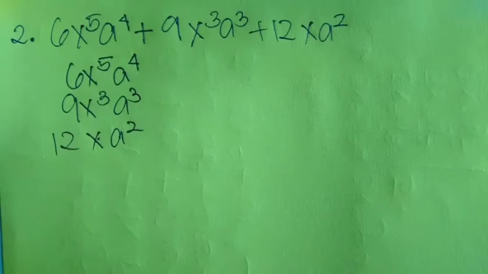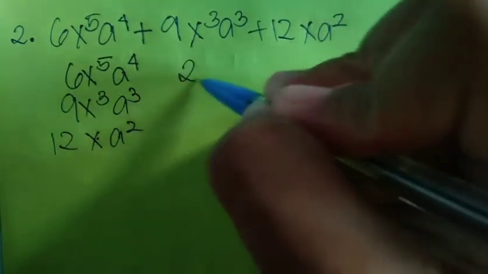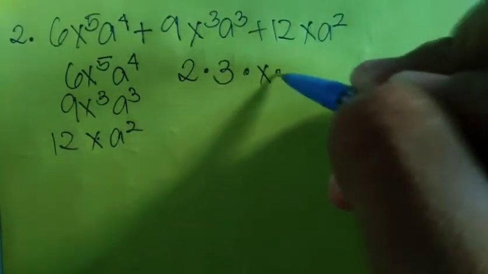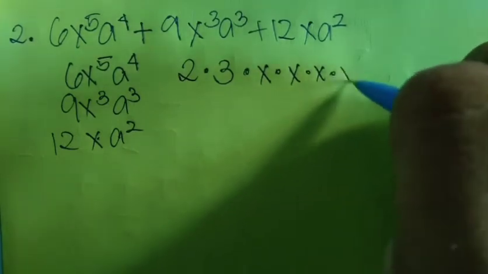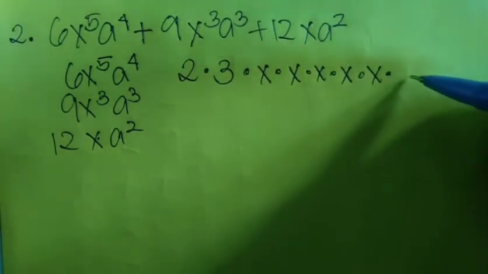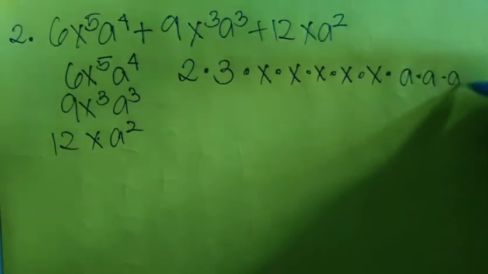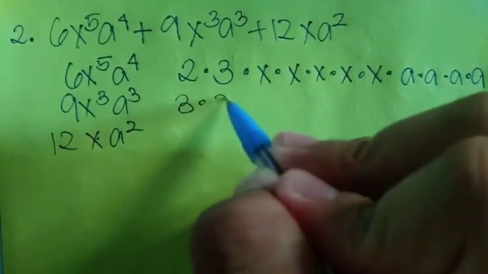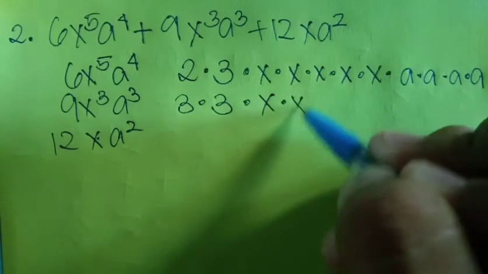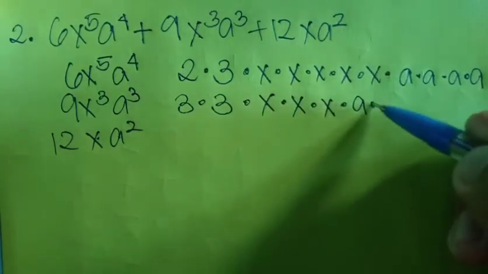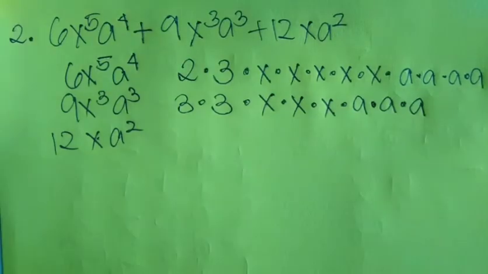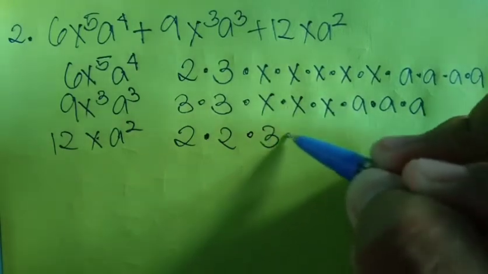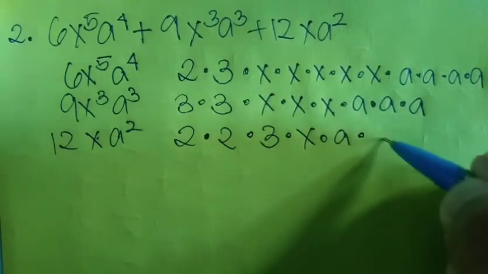Getting their factors, we have 6 is 2 times 3 times x times x times x times x times x times a times a times a times a. 9 is 3 times 3 times x times x times x times a times a times a. Last, we have 12. 2 times 2 times 3 times x times a times a.